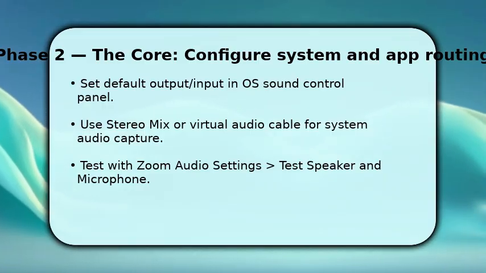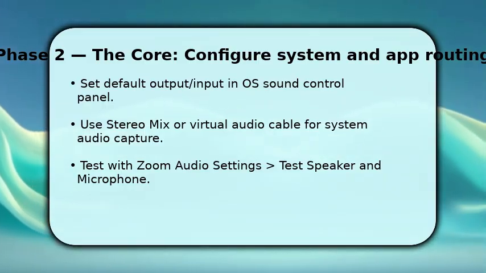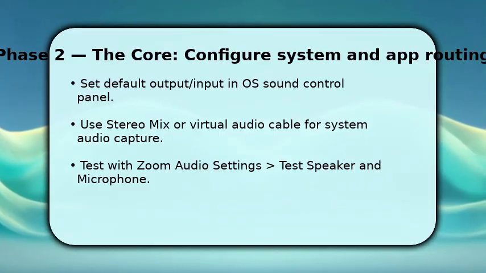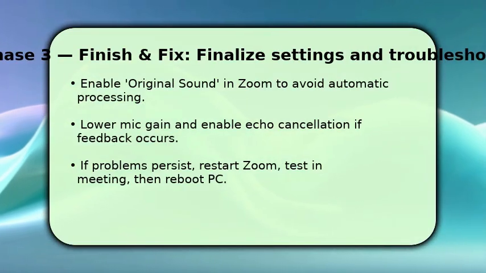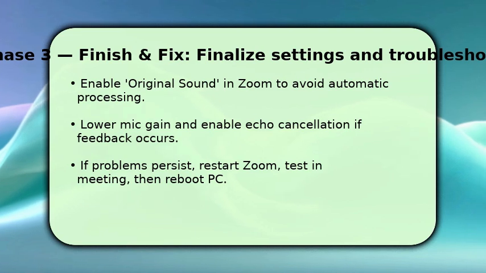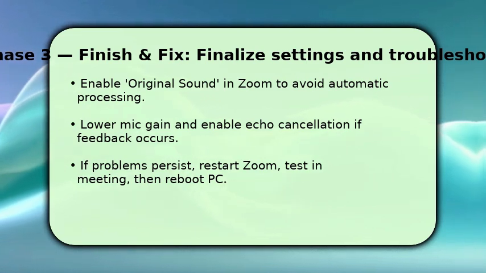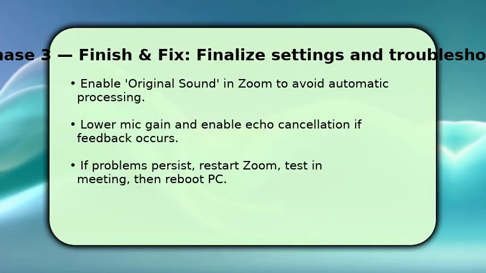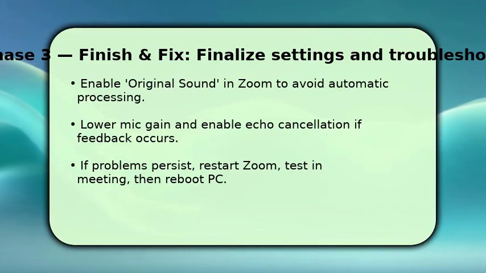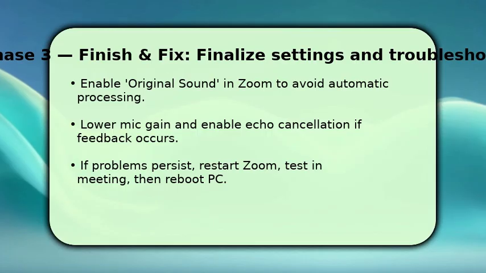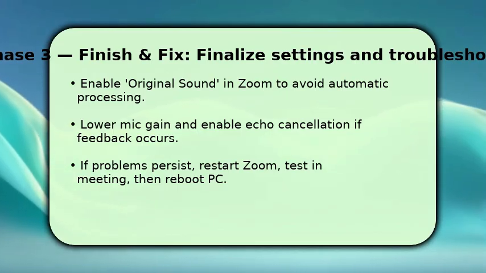To finish, you lock in settings that preserve quality. Turn on original sound in Zoom to prevent automatic noise suppression from mangling shared audio. Make sure participants know to unmute. Reduce microphone gain and enable echo cancellation if you hear feedback. If audio still fails, stop sharing, restart Zoom, and test again in a quick meeting. Then reboot your computer as a last resort. One key troubleshooting tip. If others can hear system audio, but not you, check per app output routing.